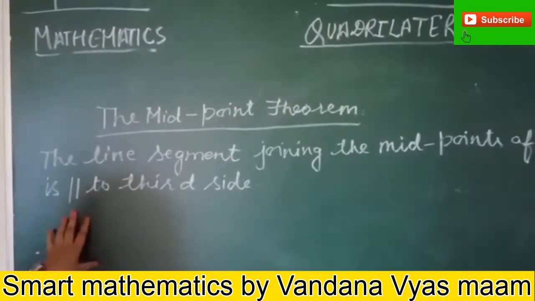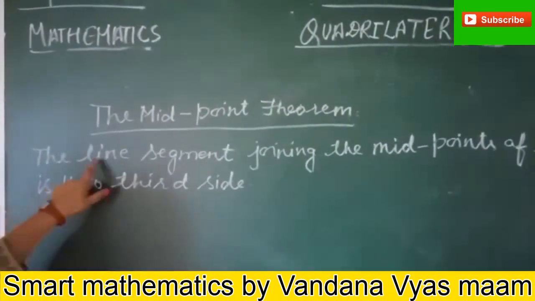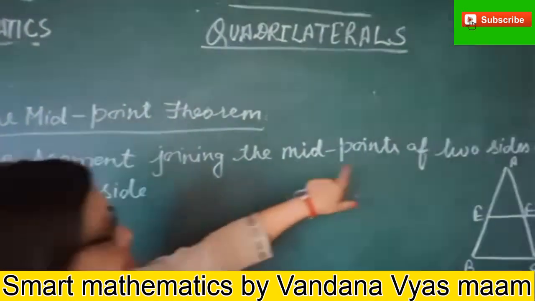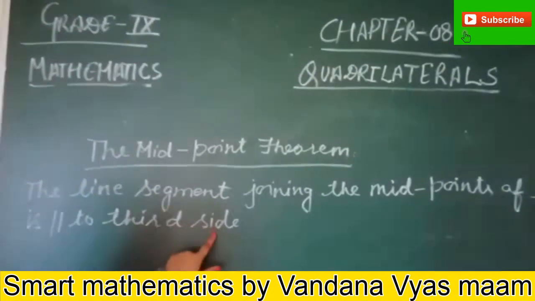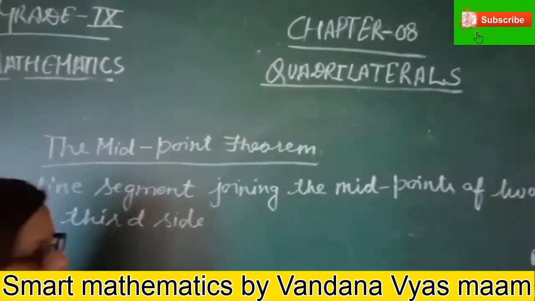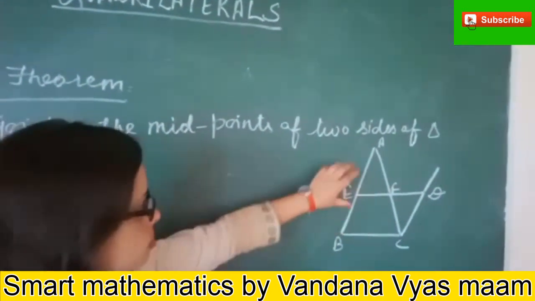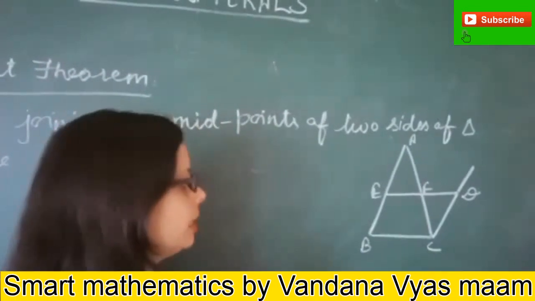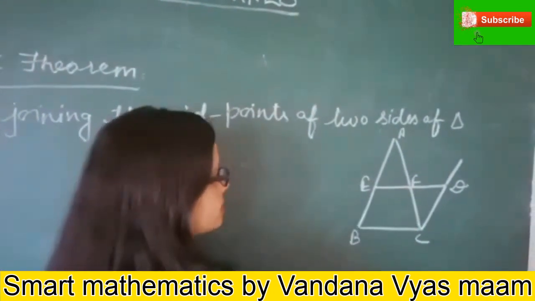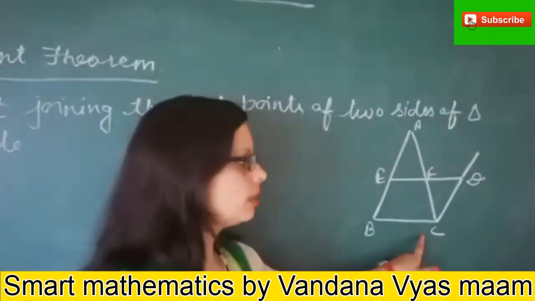Now students, we will do midpoint theorem. What is midpoint theorem? The line segment joining the midpoints of 2 sides of a triangle is parallel to the third side. Means if we have a triangle like this ABC and E is the midpoint of side AB and F is the midpoint of AC, then the line joining 2 midpoints means EF is parallel to BC.